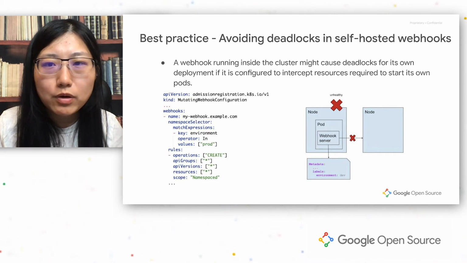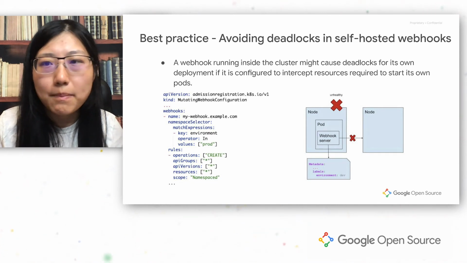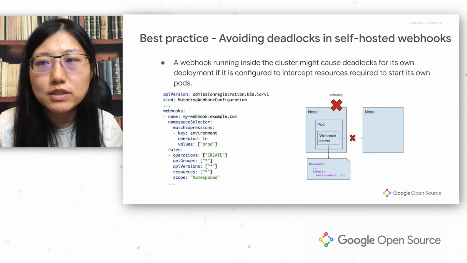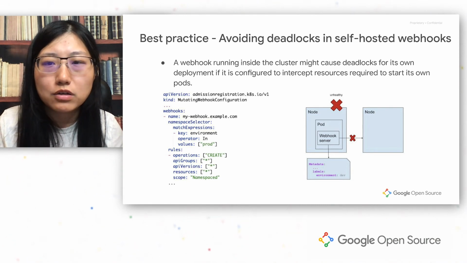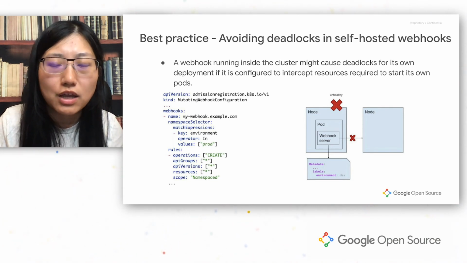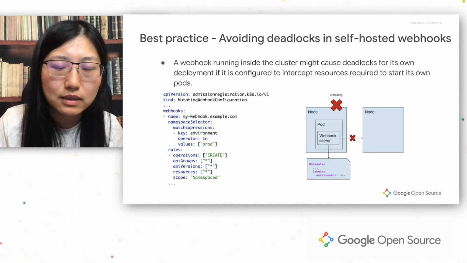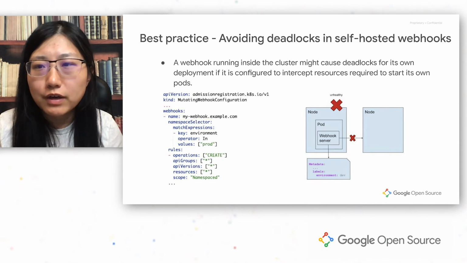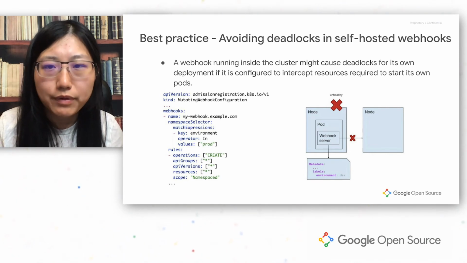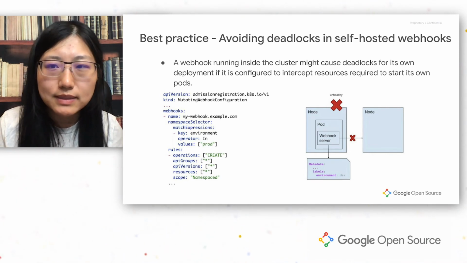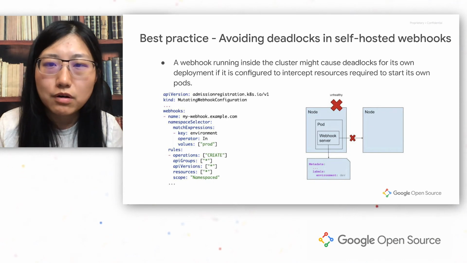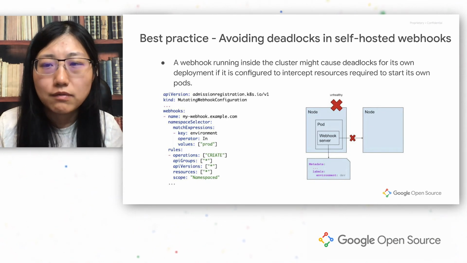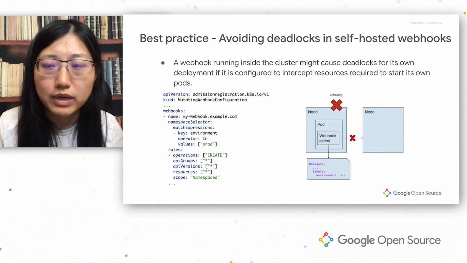A webhook running inside the cluster might cause deadlocks for its own deployment if it is configured to intercept resources required to start its own pods. Let's take an example. A mutating admission webhook is configured to admit create pod requests only if a certain label is set in the pod. In this case, we require the environment label to be set to production. The webhook server runs in a deployment which doesn't set the environment label to production.